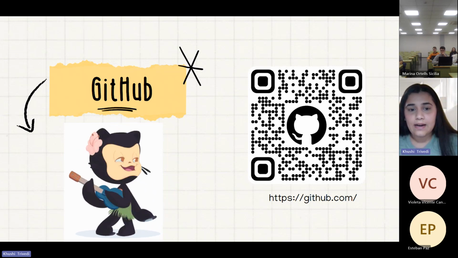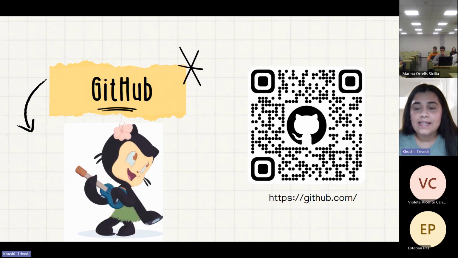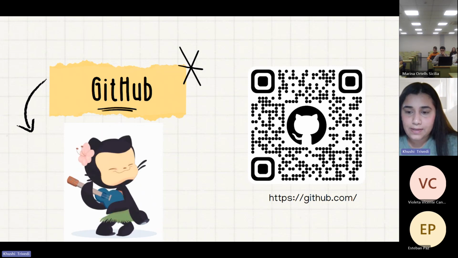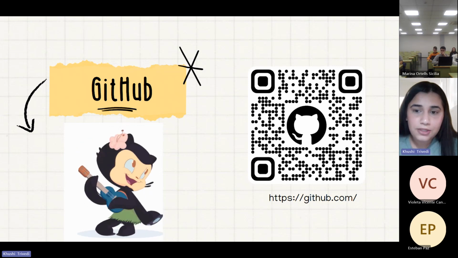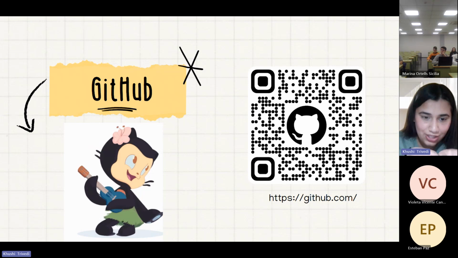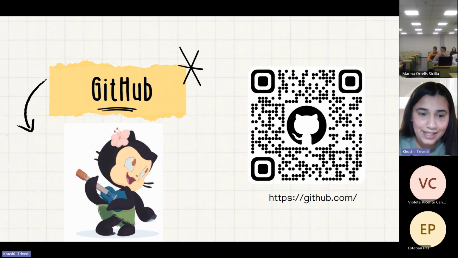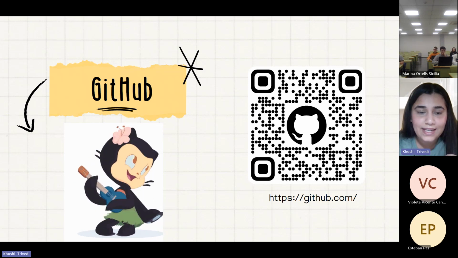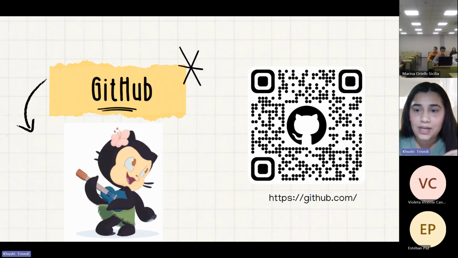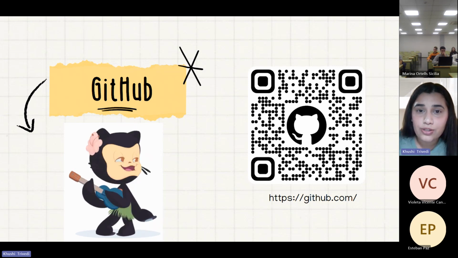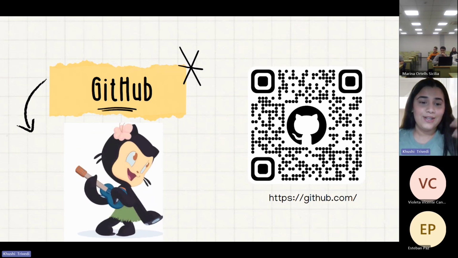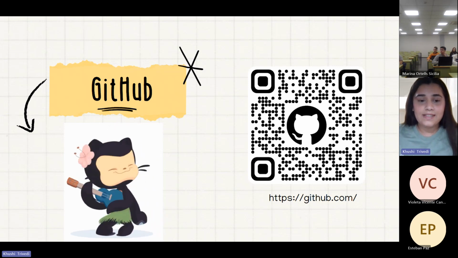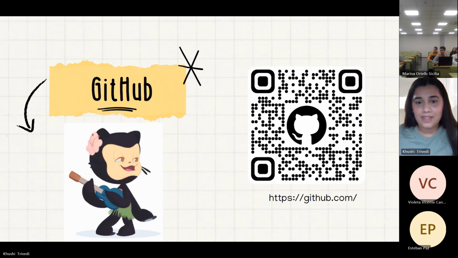So yes, this is GitHub. You all can scan this. It's the official website of GitHub. Just in case you need the website, it's written down, github.com. And yes, the GIF that you see is the GitHub character. I'll tell you more about GitHub in the upcoming ones. This is basically an octocat. It's an octopus and a cat. GitHub makes a lot of fun characters, and this is one of them.